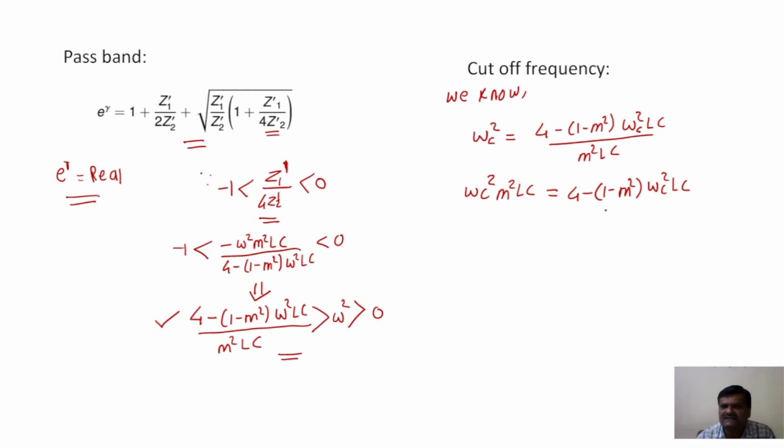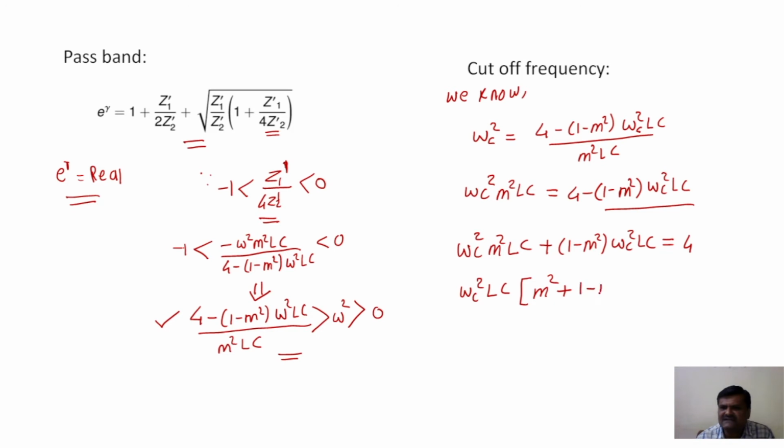I take this 1 minus m square omega c square LC to the LHS side, so it becomes omega c square m square LC, then plus 1 minus m square omega c square LC, it is equal to 4. So common is omega c square LC, so omega c square LC into bracket m square plus 1 minus m square bracket complete equals 4. So m square cancels. So right here omega c square LC is equal to 4.